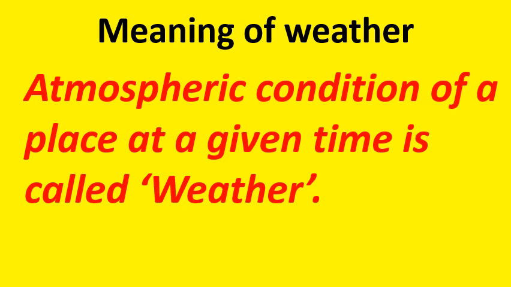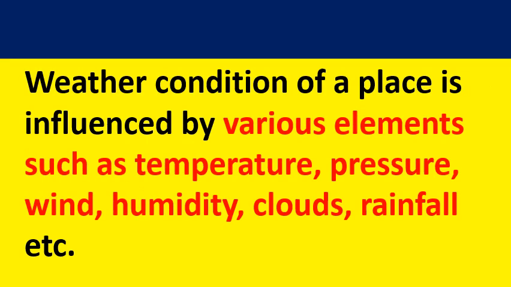Now, let us know about the meaning of weather. What is weather? Dear students, weather keeps changing from time to time. Atmospheric condition of a place at a given time is called weather. This weather is influenced by rainfall, temperature, and humidity. Weather condition of a place is influenced by various elements such as temperature, pressure, wind, humidity, clouds, and rainfall.